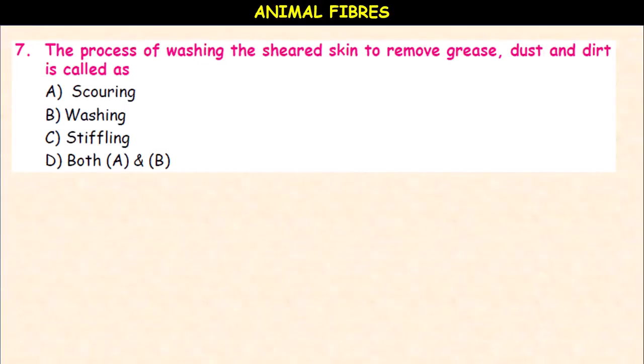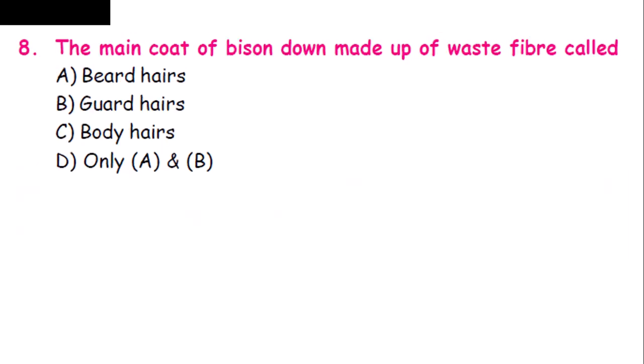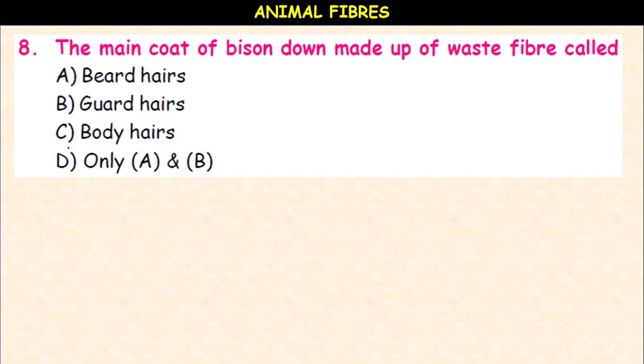Next, the process of washing the sheared skin to remove grease, dust and dirt is called, what is that process? Scouring, washing, stifling, both A and B. Yes, it is scouring and washing, both. The main coat of bison down is made up of waste fiber called beard hairs, guard hairs, body hairs, only A and B, meaning beard hairs and guard hairs. Yes, this is.